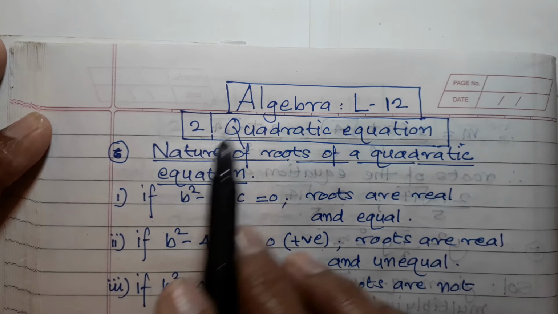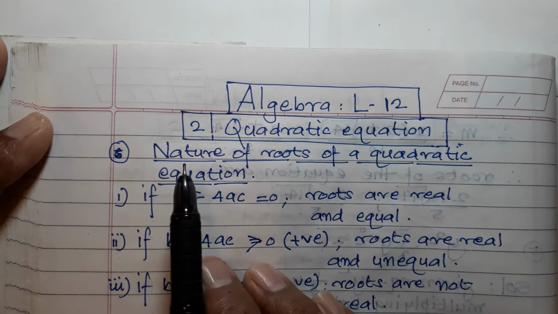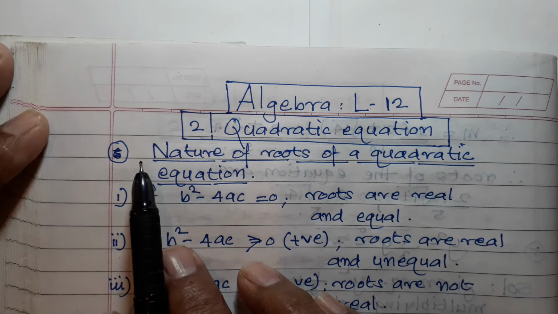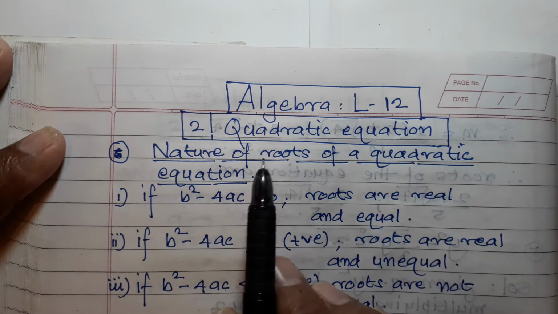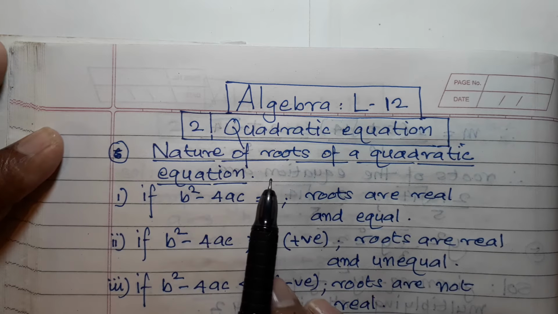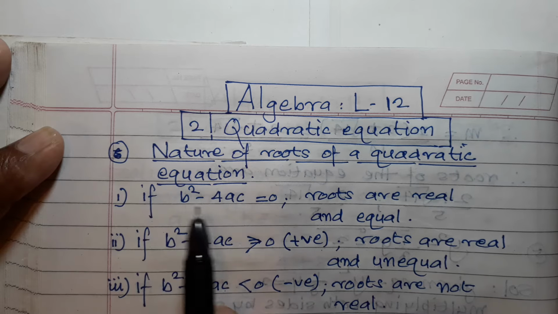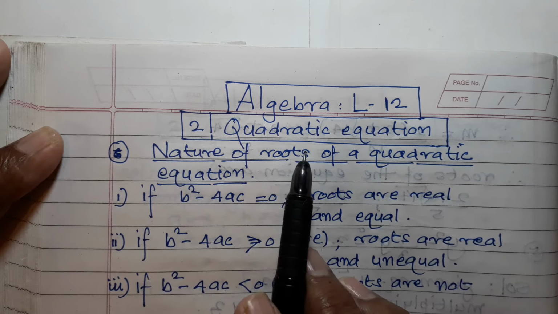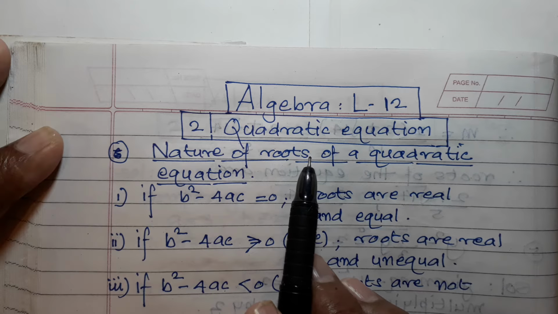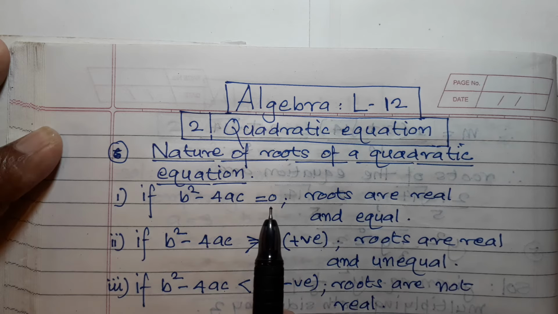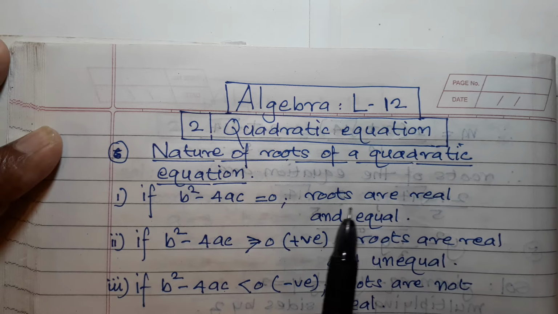Now in this lecture I am going to explain some topics. Nature of roots of a quadratic equation. By means of b square minus 4ac you can decide the nature of the roots of the quadratic equation, whether roots are real, equal, unequal, or not real.